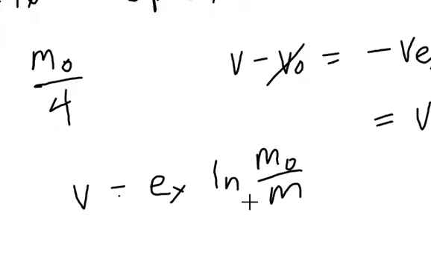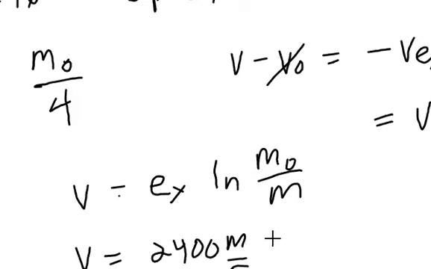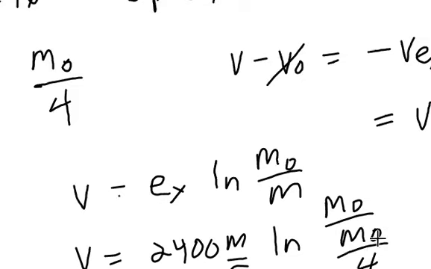So v equals 2,400 meters per second times ln of M0 over M0 over 4. So that's going to be equal to 2,400 meters per second times ln of 4. And that's going to be 3,327 meters per second.